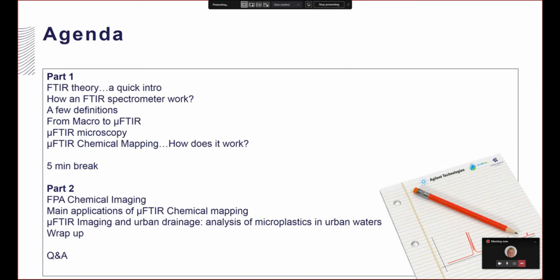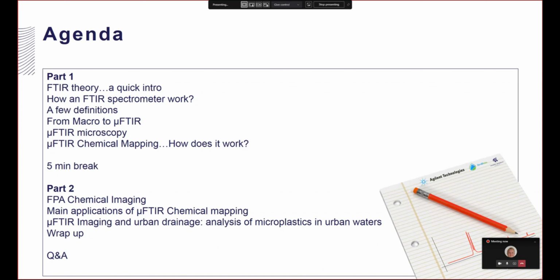So for today, the agenda consists of two parts. The first part will focus on a bit of FTIR theory, how an FTIR works, a few definitions, and then we will move from macro FTIR to micro FTIR, a bit of concepts related to micro FTIR microscopy, and then we will introduce what micro FTIR chemical mapping is.